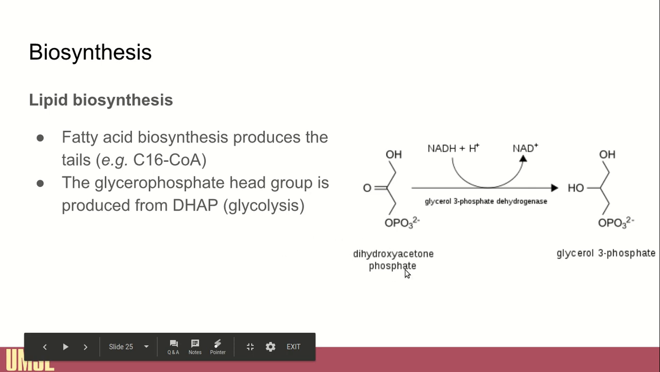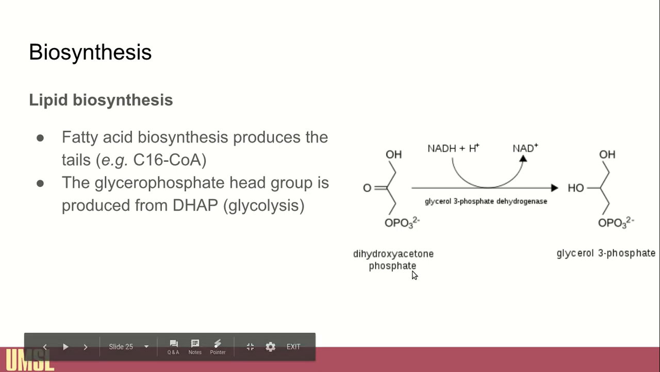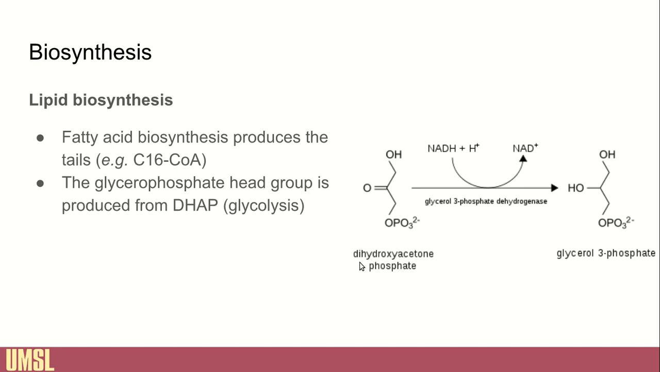Well, it turns out that the aldolase reaction in glycolysis that we talked about produces 3-phosphoglyceraldehyde and dihydroxyacetone phosphate. Now, this is actually a really important partitioning reaction for the cell, because remember, 3-phosphoglyceraldehyde continues down through glycolysis, and dihydroxyacetone phosphate is a branch point to produce glycerol 3-phosphate that can go on and be used in lipid biosynthesis.